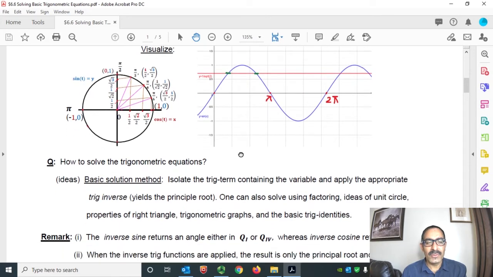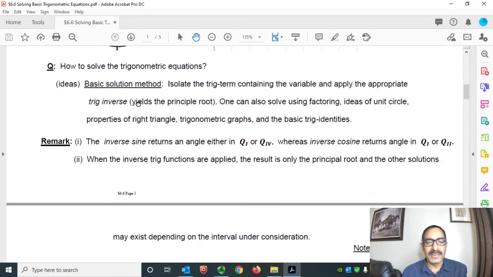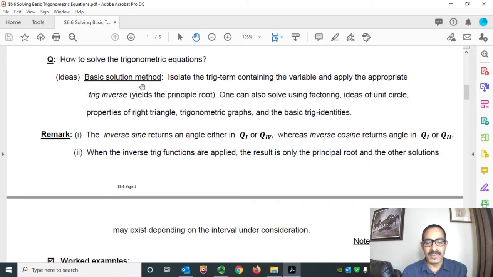So the question we ask ourselves at this time: how to solve trigonometric equations? The basic solution method is to isolate the trigonometric term containing the variable and apply the appropriate inverse trig function. One can also solve using factoring, ideas of the unit circle, properties of right triangles, trigonometric graphs, and the basic trig identities.